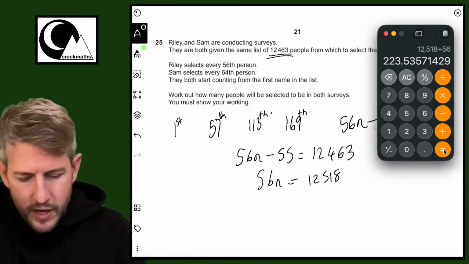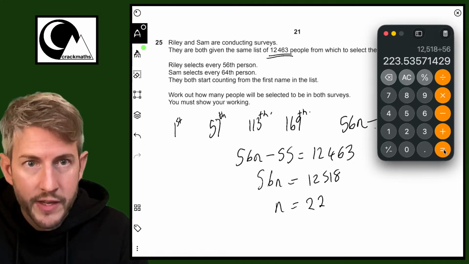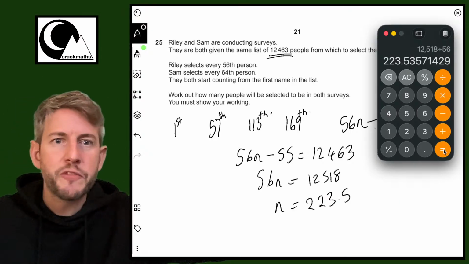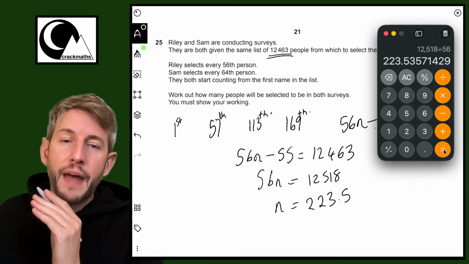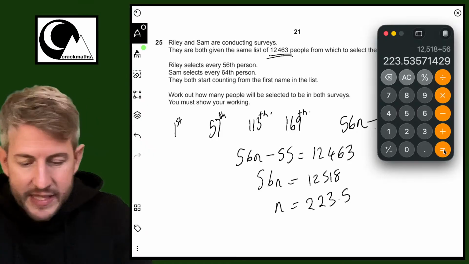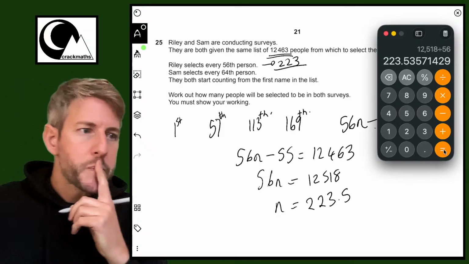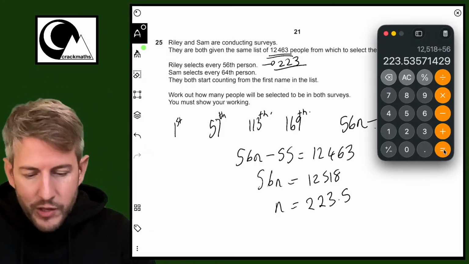Here we go. So n equals 223.5. Now, because this is a list of people, the last person that will be selected means that Riley is going to select 223 people. Okay, so Riley is going to select 223 people. Now let's look at Sam.